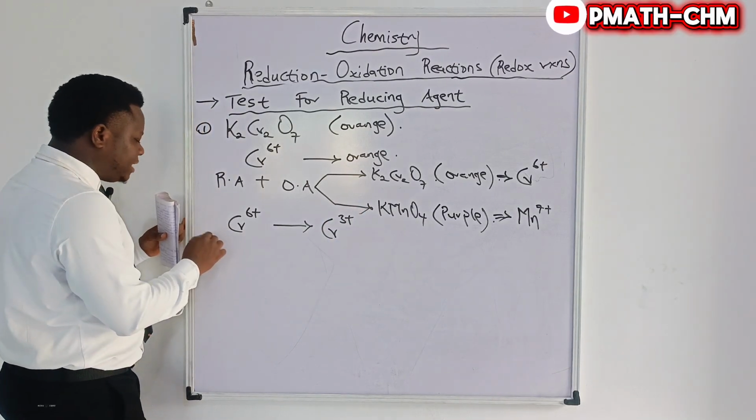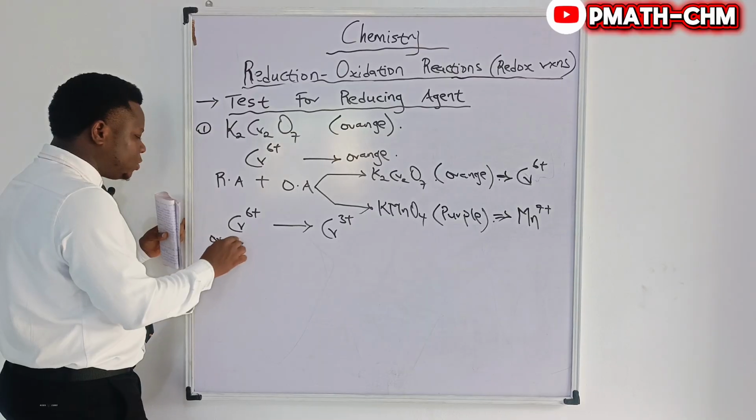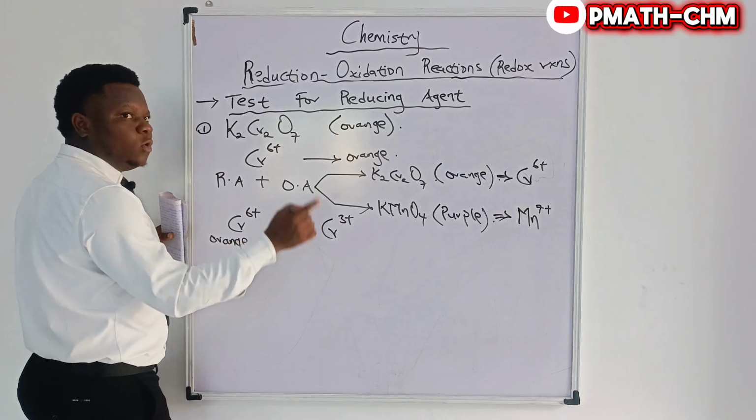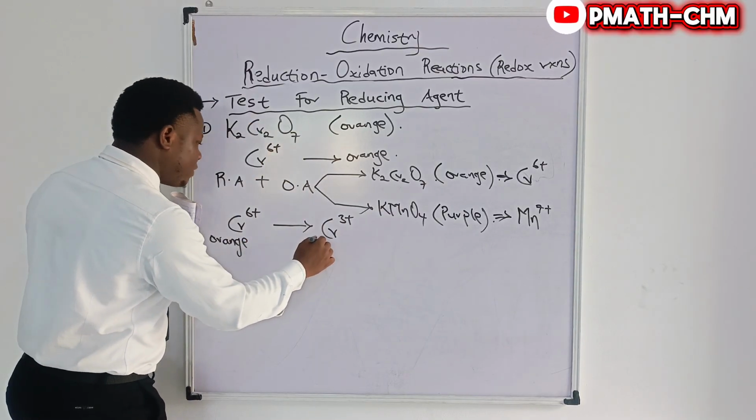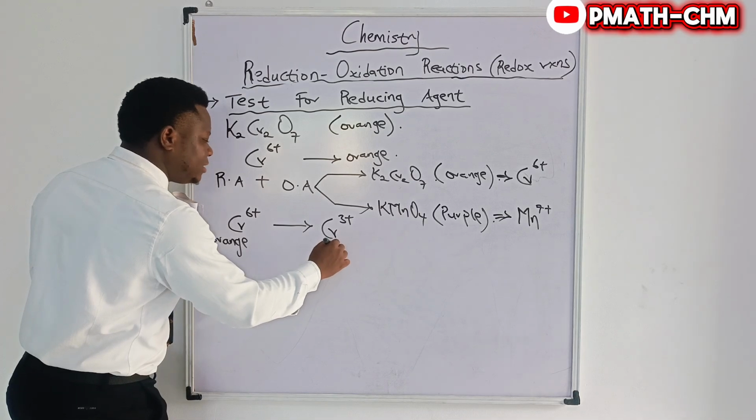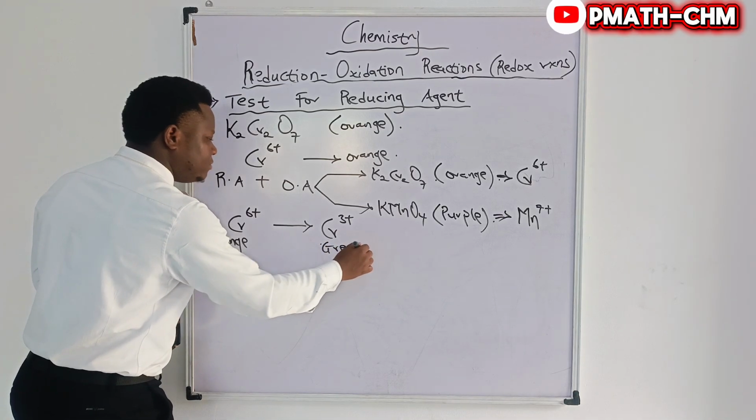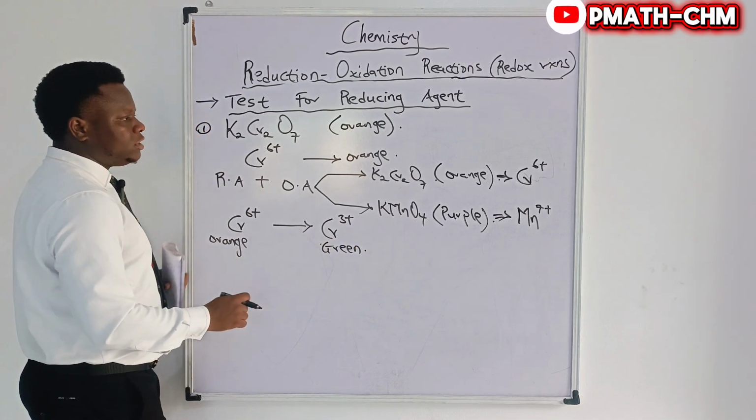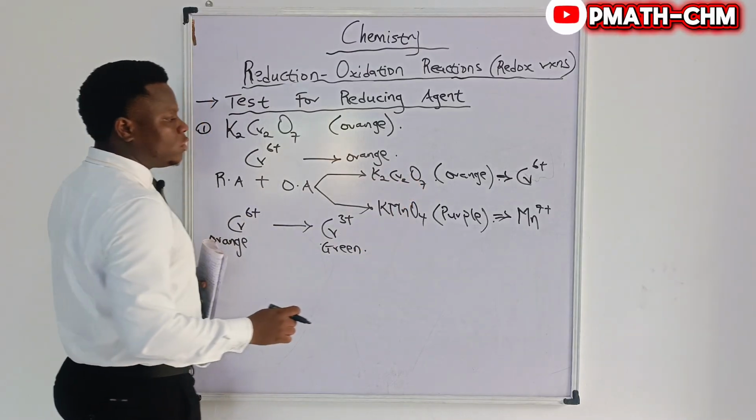So what you observe is what? A change in the solution, which is orange, to what now? To green. The color of chromium(III) ion is green. So this is the color change. Take note of this. It's a common question.